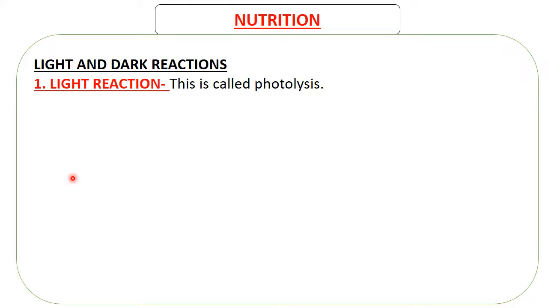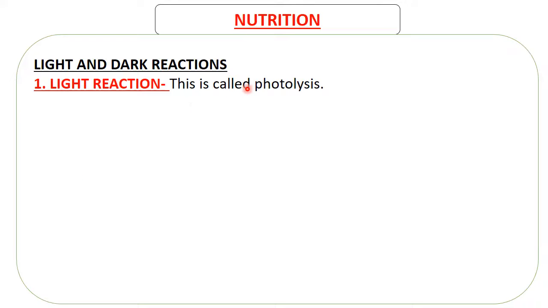So the entire process of photosynthesis is made of two reactions or two stages. The first stage is called the light stage or light reaction, and the other one is called the dark stage or dark reaction. The following is what happens in the light reaction.